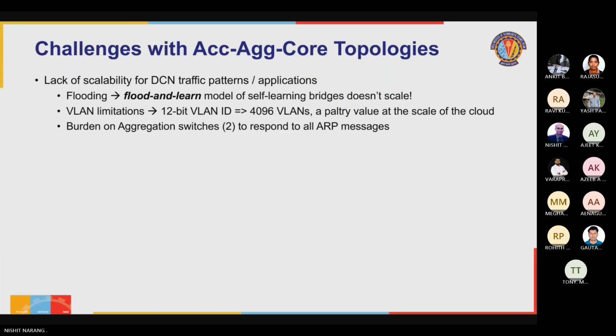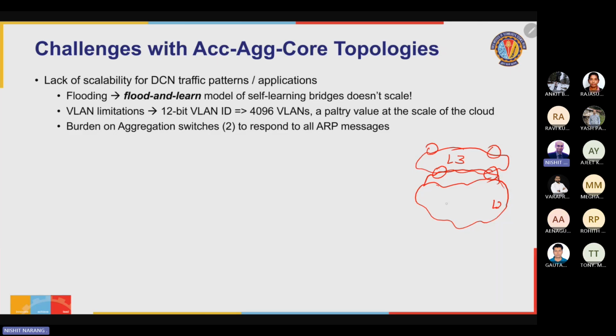Three, the topology brings in a lot of burden on the aggregation switches. Why? When we say that I have a layer 3 part of the network, which consists of these cores and the aggregation switches, and then an underlying layer 2 part of the network with these aggregation switches being part of the L2 network along with access switches and the servers.